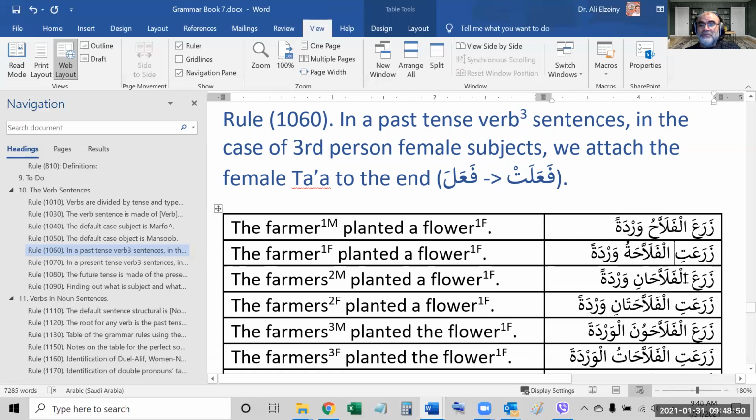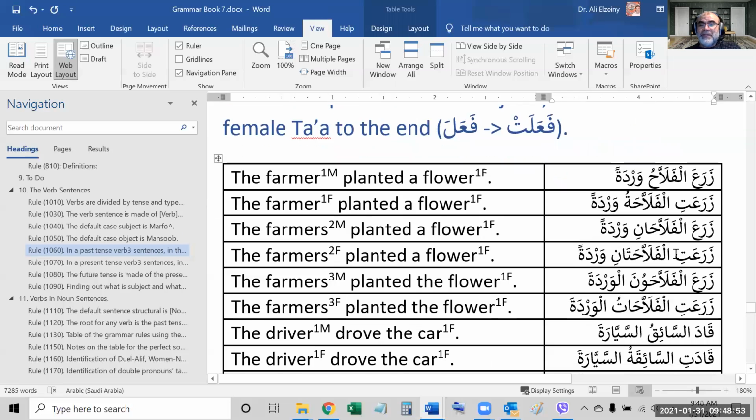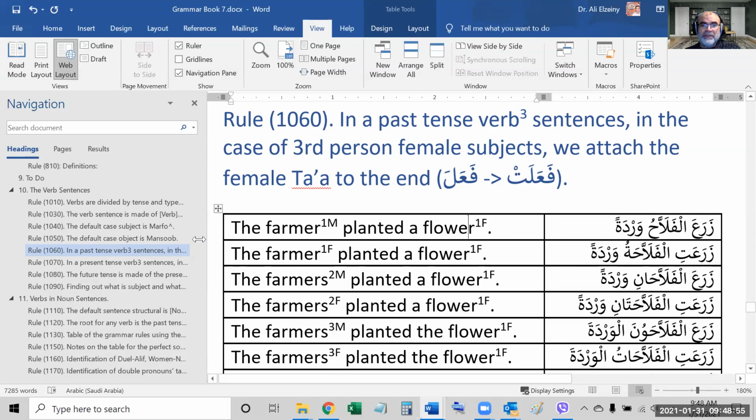Okay. Now, same thing here. Now, the difference between these two examples here, and these two examples here is that instead of one male, I make it two male. Instead of one female, I make it two female. So what happened? The only thing that changes is here. A flower is the same, one female, so there will be no change in this. The only change here is between 1M and 2M.